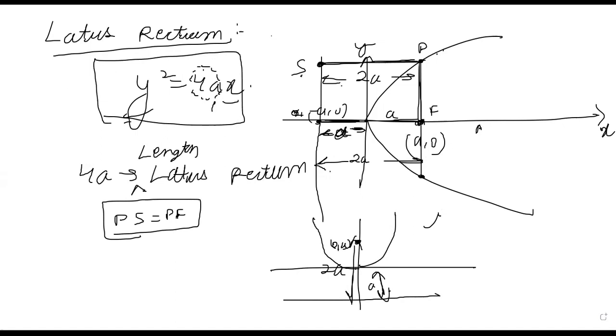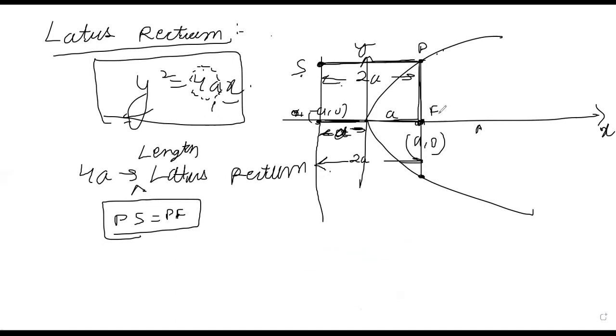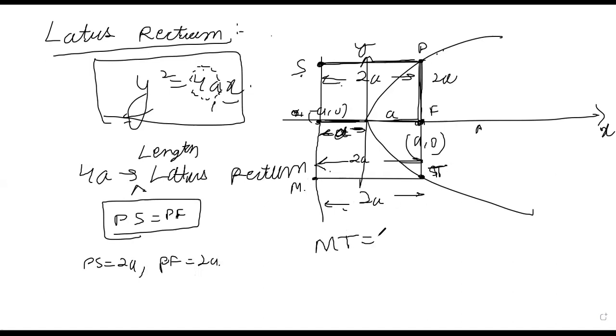Okay, so see, PS is equal to PF. If PS is 2A, then PF will also be 2A. And if PF is 2A, we can use the same procedure from here itself. We can draw this line perpendicular to this again. And what will be this distance? 2A again. Let's say this point is M and this point is T. Then what will be MT? 2A. Then what will be FT? FT would be 2A.